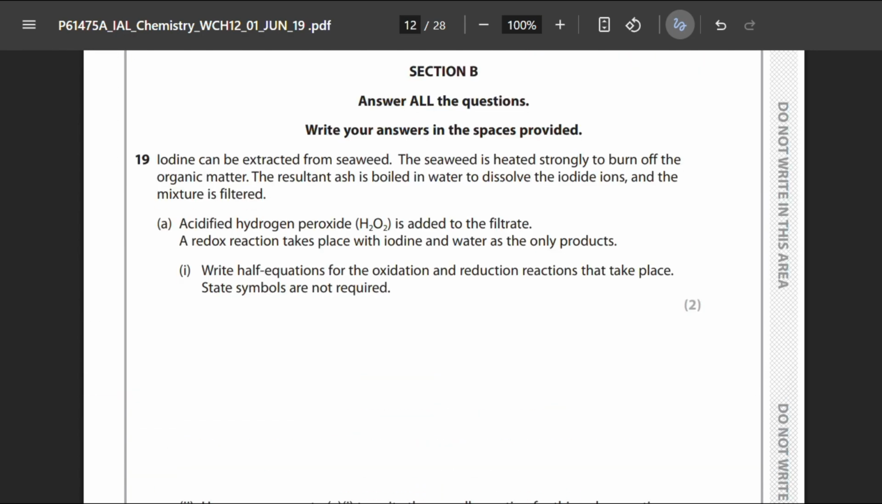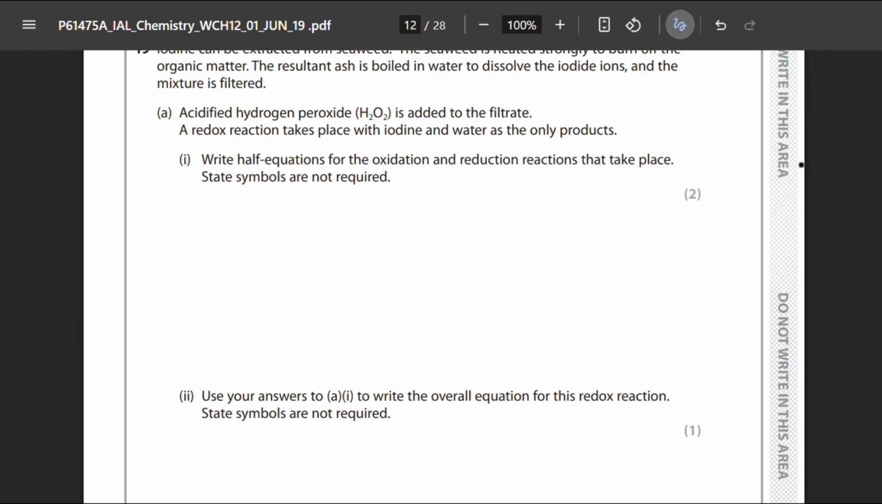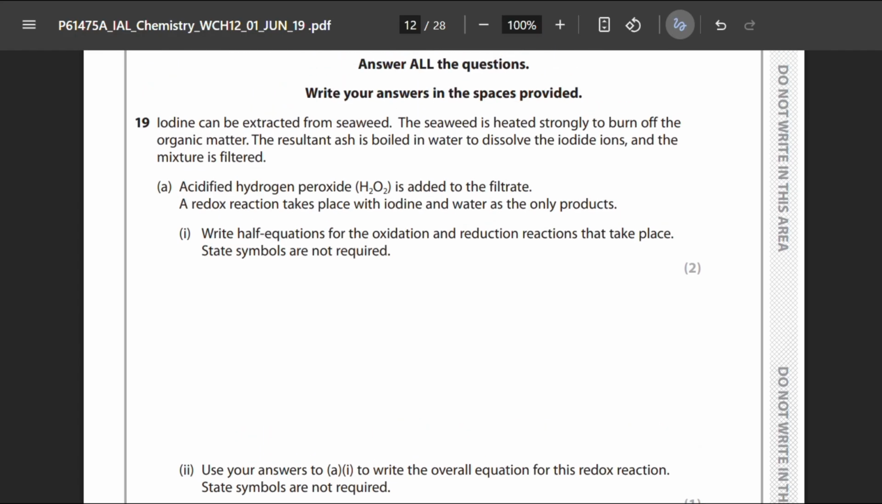Iodine can be extracted from seaweed. The seaweed is heated strongly to burn off the organic matter. The resultant ash is boiled in water to dissolve the iodide ions and the mixture is filtered. Acidified hydrogen peroxide is added to the filtrate. A redox reaction takes place with iodine and water as the only products.